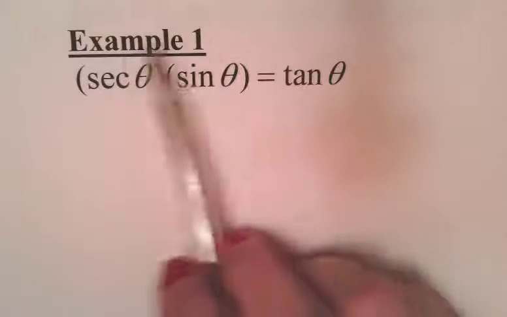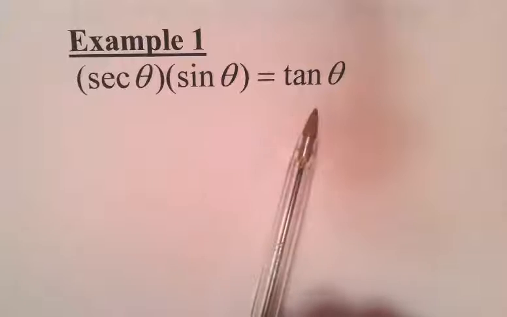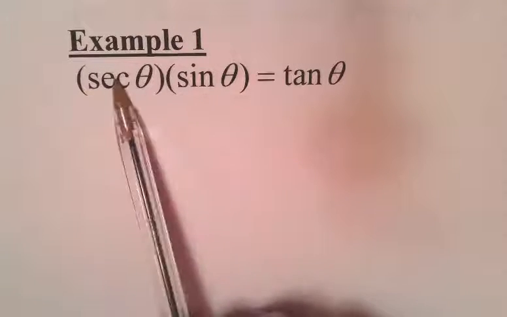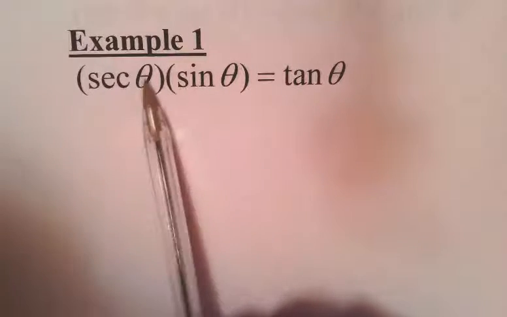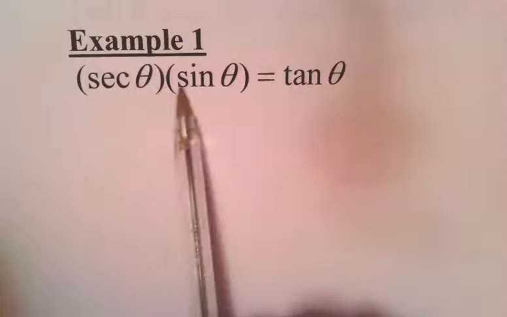Okay, so example 1, you're given secant of theta times the sine of theta equals tangent theta. So you can pick either side to start with. I'm going to start with this side because it looks like I can do a little bit more with that, a little more complicated than this one. So I'm going to look at this and say, what can I do?